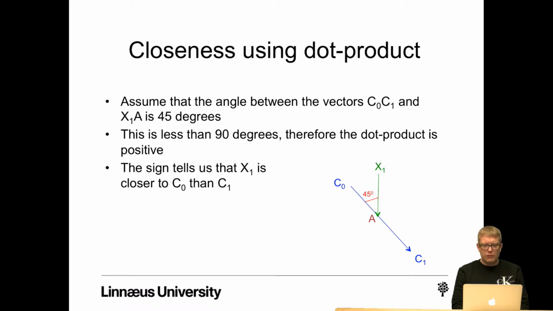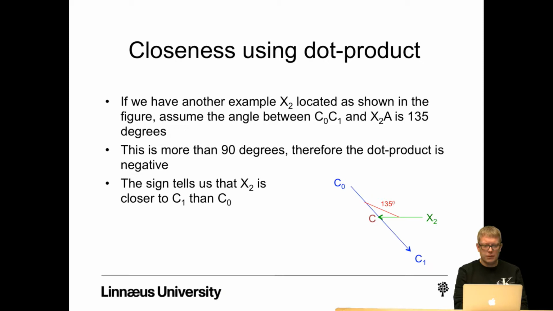Assume that the angle between the vectors c0c1 and x1a is 45 degrees, and this is less than 90 degrees, therefore the dot product is positive, and the sign tells us that x1 is closer to c0 than c1, which we can see in the figure. If we have another example x2 located as shown in the figure, assume that the angle between c0c1 and x2a is 135 degrees, and this is more than 90 degrees, therefore the dot product is negative. The sign then tells us that x2 is closer to c1 than c0, as we can see in the figure.